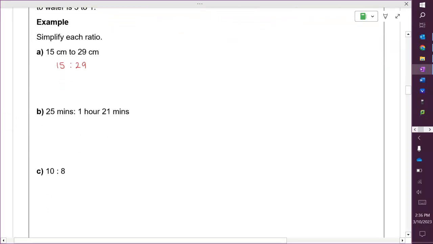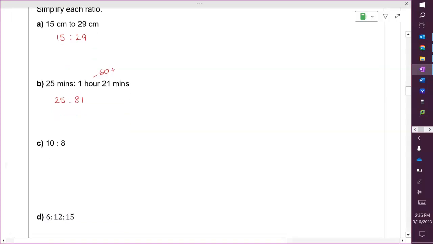For our next one, we have 25 minutes to, that's what our colon means, 1 hour and 21 minutes. These need to be in the same unit, so I need to turn my hours and minutes into just minutes. So I have 25. We know that 1 hour is 60 minutes, and then I'm going to add my 21 minutes. So I get to 81 minutes. Again, there's nothing that I can divide into both of those to make them simpler, so that's as far as we go.